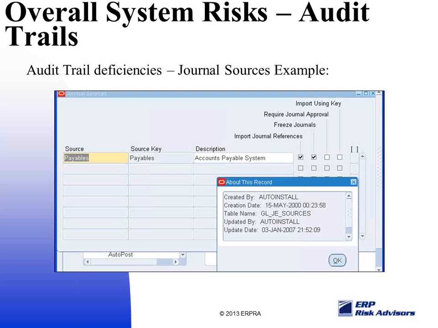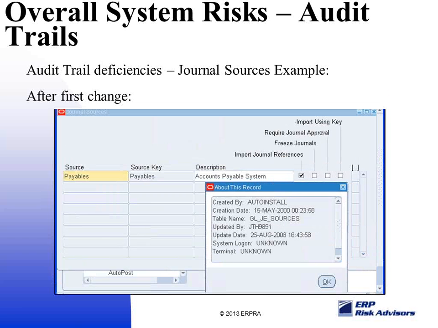There are really two key things that get maintained on a regular basis, or could get maintained. The first thing is the freeze journals column, which you're seeing in the upper right-hand corner of the screen. And then the require journal approval column. As it stands right now, this screenshot shows freeze journals is checked. The record shows the last update value of January 3rd, 2007 with a timestamp of 2152.